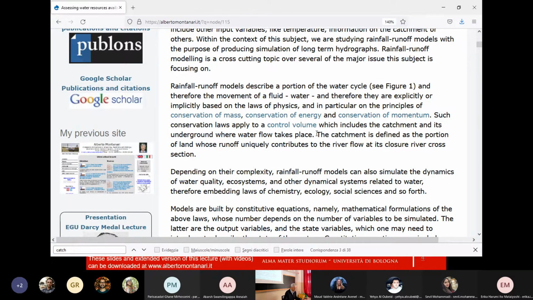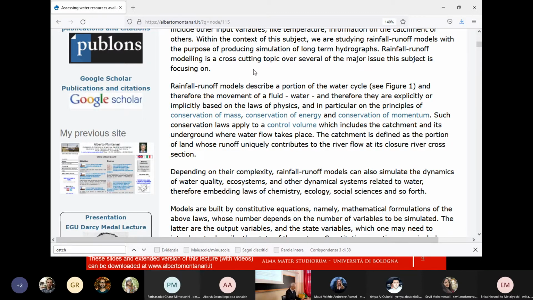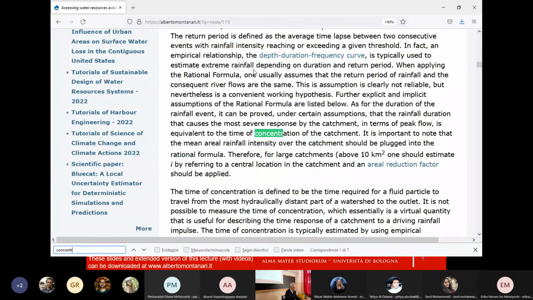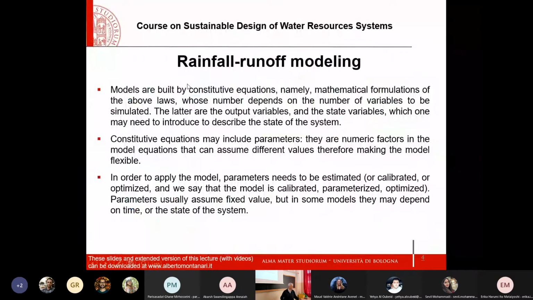Okay, the catchment is defined as the portion of land whose runoff uniquely, I said only, contributes to the river flow at its closure river cross-section. It's also called the closure. The closure of the catchment is the river cross-section, which I used to identify the catchment itself. Let me see if there is a definition also of concentration time. Yes, but later on. Okay, I go back to the PowerPoint.